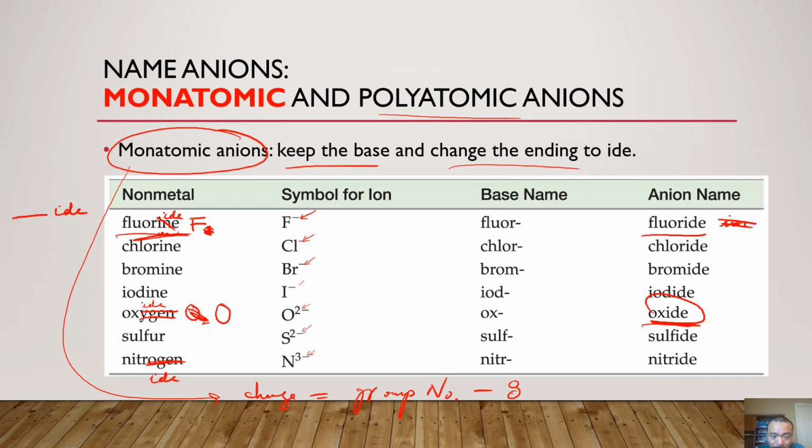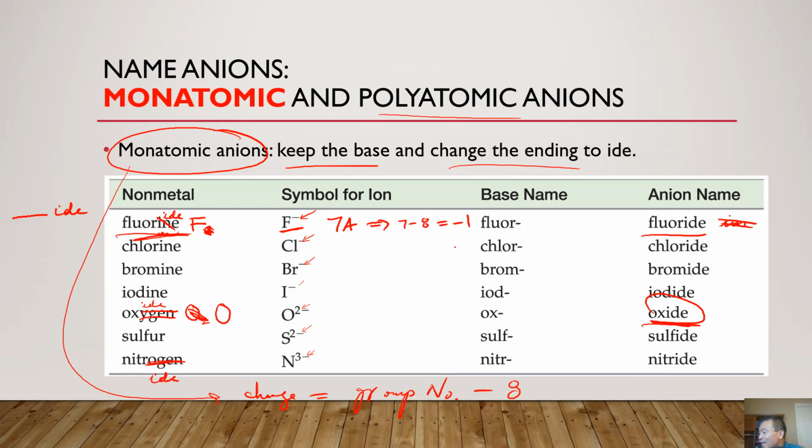After you have learned chapter 9, you will know this, because the elements would like to gain the corresponding number of electrons to become noble gas electronic structure. That's why. So this is group 7A. So that's why the charge would be 7 minus 8. That's how we know it's -1.